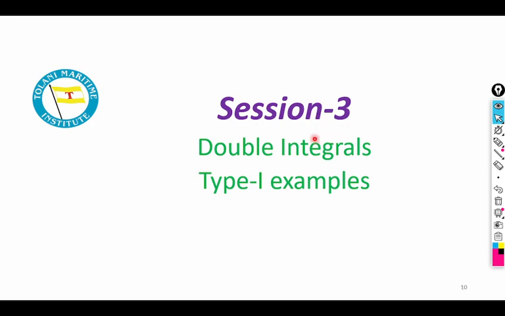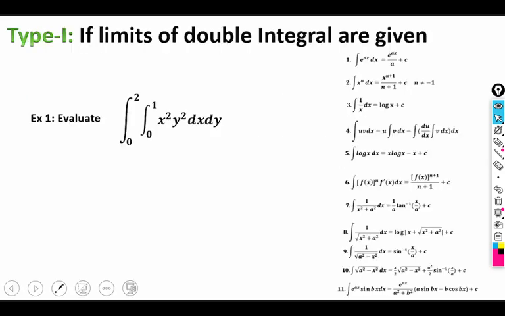This is the first session where we'll start the numericals on the double integral. So we'll see the examples on type 1. What are the type 1 examples of double integral? Type 1 is nothing but when the limits of the double integral are given.